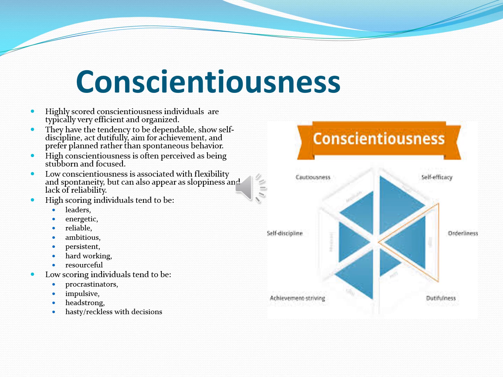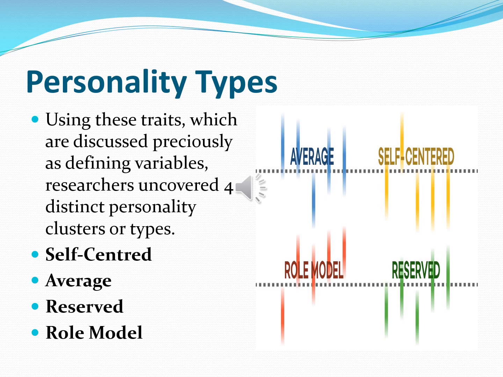And on the other side, people who have low scores are procrastinators, because they are maybe lazy, impulsive, headstrong, and hasty. These are with their decisions, so they are not ready with their decision, or they are very quick in making decisions. After going through all these five major traits of a person, which are usually called the Big Five.